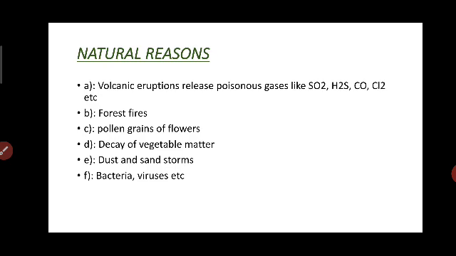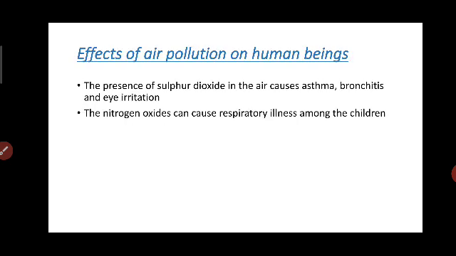And natural reasons. Volcanic eruptions release poisonous gases like sulfur oxides, H2S, carbon monoxide and chlorine gases. Forest fires, pollen grains of flowers, decay of vegetable matter, dust and sandstorms, bacteria and viruses spread in the air, and the air is automatically polluted. So natural reasons also cause air pollution. These are the causes of air pollution.